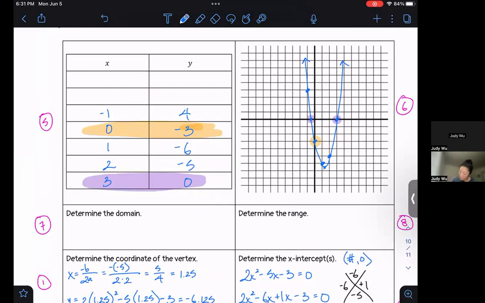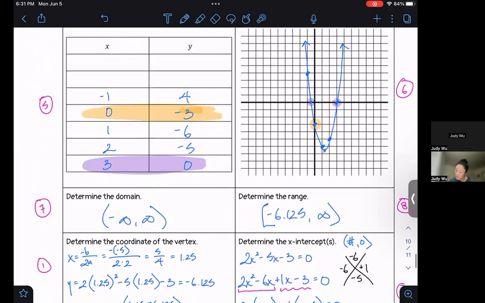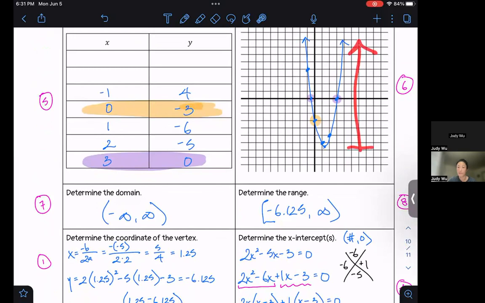Last but not least, domain. And our range is from, let's see, I don't want 1.25. That's the x value. Range is the y value. I want -6.125. And I keep going all the way to infinity because my parabola is facing up.